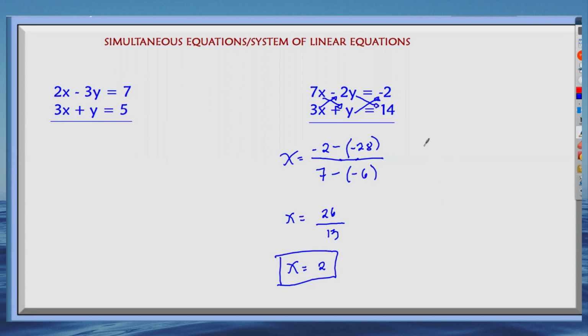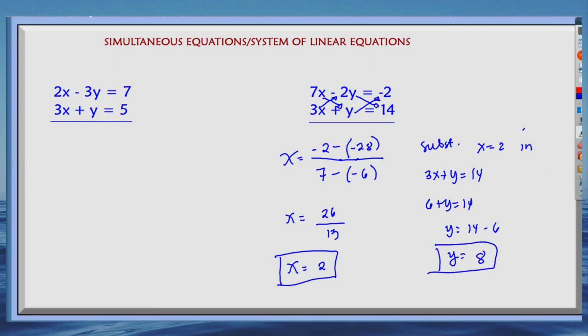If x is 2, then y, okay, I will just choose 3x plus y is equal to 14. So you can choose any of these equations. Substitute. So that will be 6 plus y is equal to 14. y is 14 minus 6. y is equal to 8. And that's the value of our y.